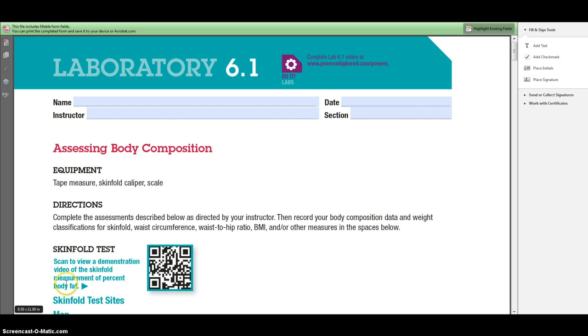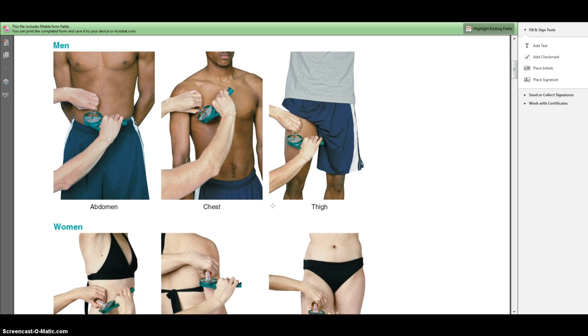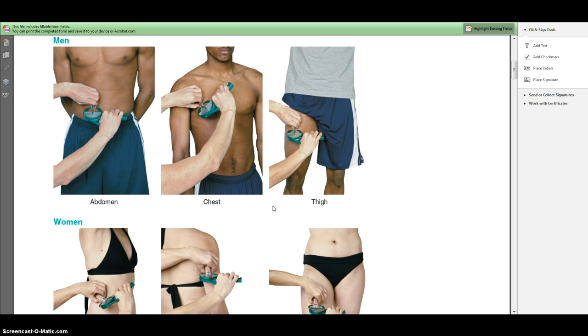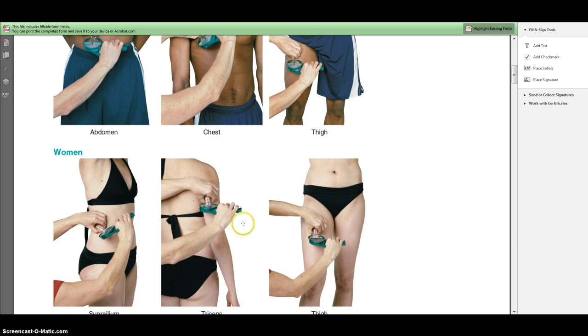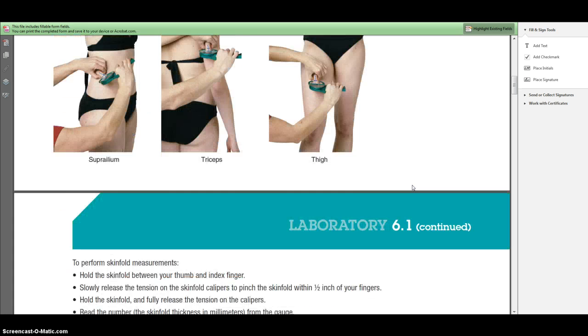So let's start at the beginning. In class, I went ahead and helped you by doing your skin folds with you, and I gave you 3 numbers. So when I worked with the men, I did your abdominal, pec, and thigh, and then ladies, I worked with your suprailiac, tricep, and your thigh. And again, with those, I gave you 3 numbers.